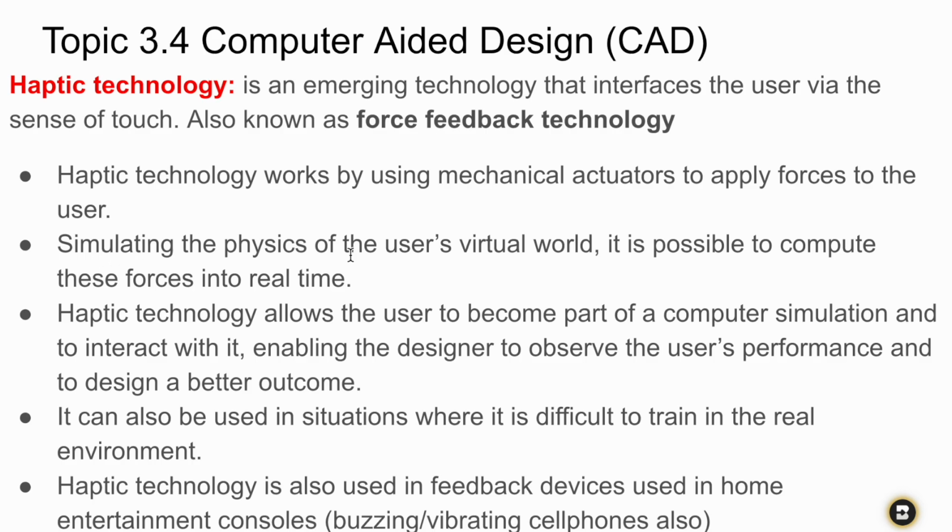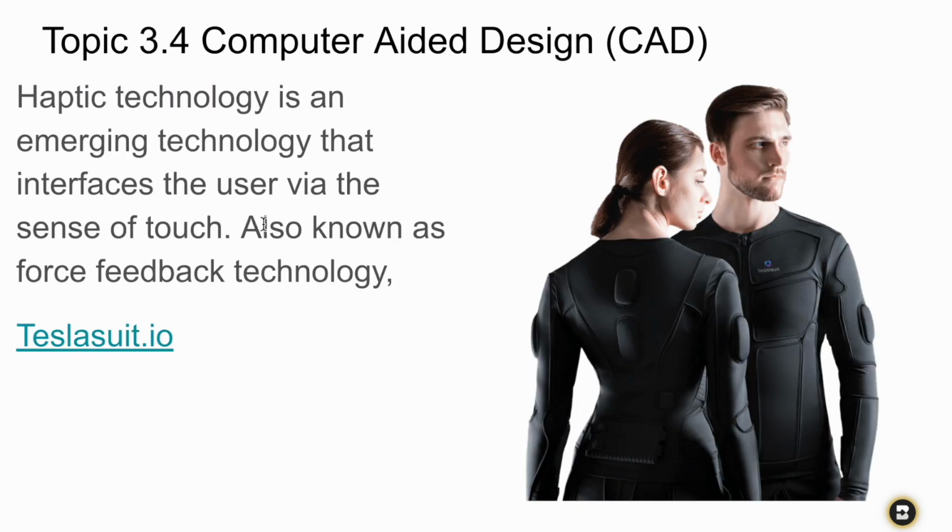So you can simulate the physics of the user's virtual world. It's possible to communicate these forces in real time. Haptic technology allows users to become part of a computer simulation and interact with it, enabling the designer to observe the user's performance and to design a better outcome. It can also be used in simulations where it's difficult to train in a real environment. Haptic technology is also used in feedback devices in home entertainment consoles. This could be like vibrating and buzzing cell phones and that kind of thing. So, here's an example of a haptic technology suit. You see these in lots of shows now where people wear kind of a touch suit.